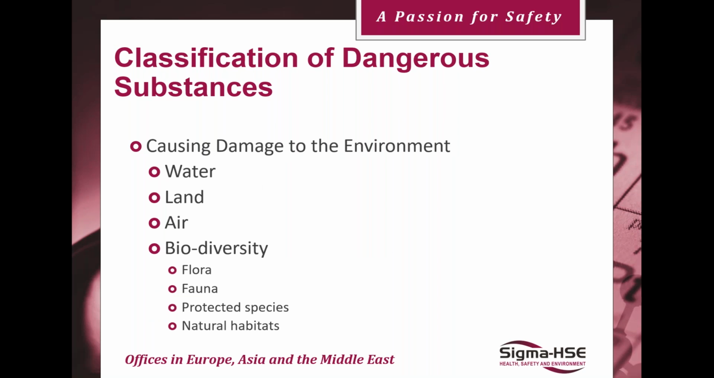And we can classify in terms of the damage that these substances can do to the environment. So whether it's damaging to aquatic life, if it gets into a watercourse, whether it's damaging to land use, gets into the air, or its effect on biodiversity, so flora and fauna, flowers and plants, whether you've got the potential to hurt any protected species or any natural habitats that might be close to you as well. So all those things we need to take into account when we're conducting the hazard identification, because those are the things that constitute a major accident. Those are the things that we need to have safeguards against.